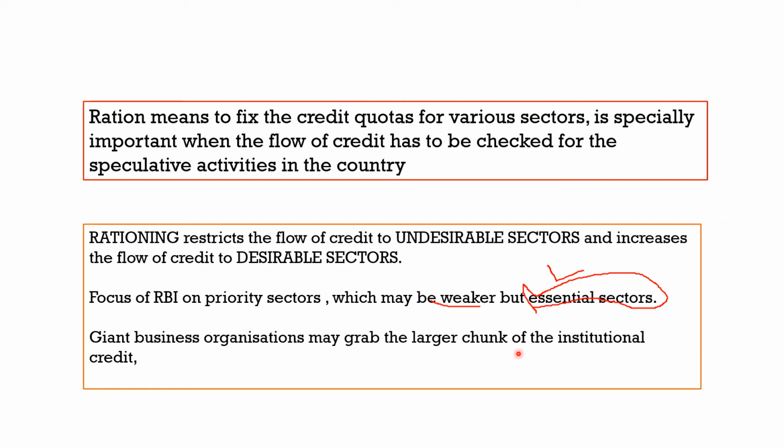Now, if Adani wants to get a loan, it will be so easy. And if I go to get a loan, it's not going to be that easy. There will be so many restrictions on me. So the larger chunk of the credit which the commercial banks offer generally goes to the giant business organizations. So these selective control measures of rationing of credit which we are discussing right now may help to achieve this objective of providing loans to normal citizens as well.